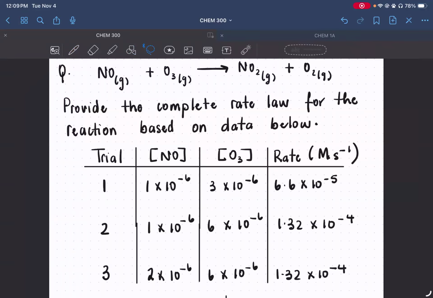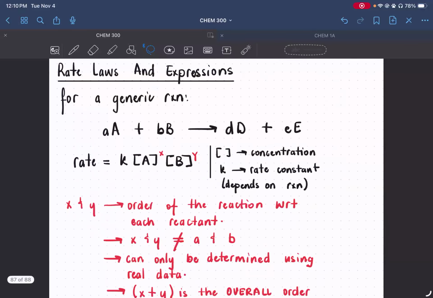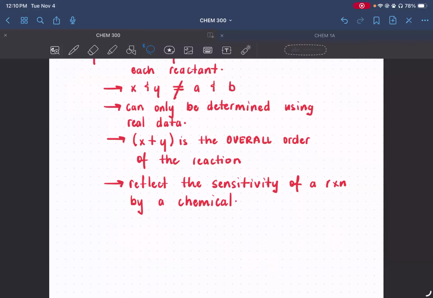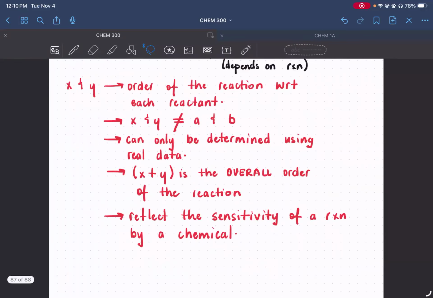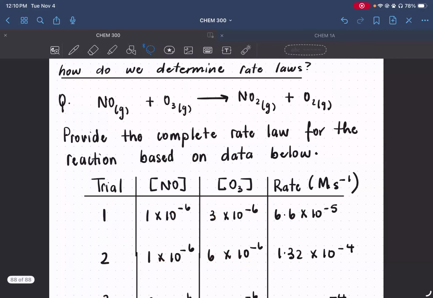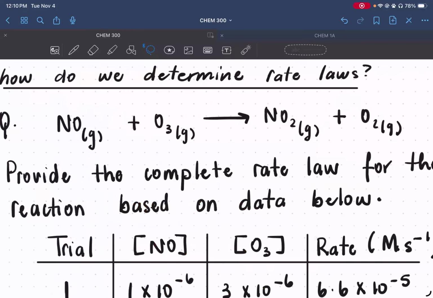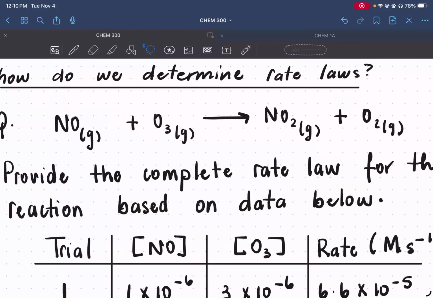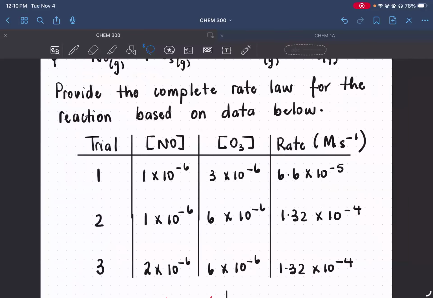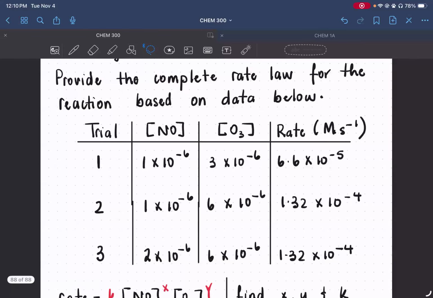Here we have an example of a question of what I was talking about. Since rate and its rate constant depend on the reaction, they can only be determined using real data, so I do have to provide you with data. Now, you're at the point in the semester where on a fundamental level, you should understand the reaction, reactants, products, state symbols, balancing. We're at the point of the semester where we're analyzing reactions now. Last week we did thermochemistry. Now we're looking at kinetics. So how exactly do we do it here?